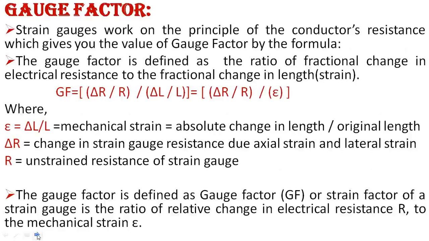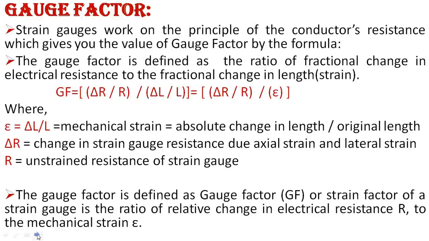So the next concept is the strain gauge factor. We have to calculate the strain gauge factor to get the desired function of the gauge. The strain gauge works on the principle of conductor resistance, which gives the value of the gauge factor by using the below formula. The gauge factor is defined as the ratio of the fractional change in resistance to the fractional change in length, known as the strain. Here epsilon is the change in L upon L, that is the mechanical strain, equal to the absolute change in length to the original length. So how much change in length upon original length, that is the mechanical strain.